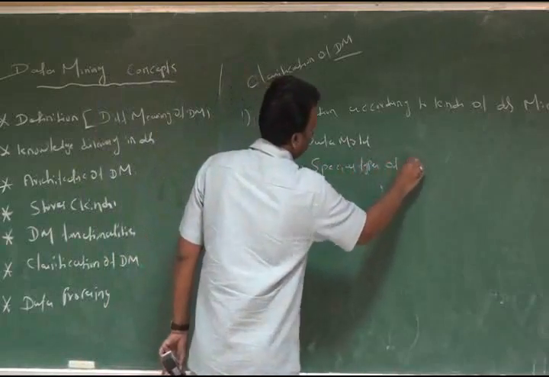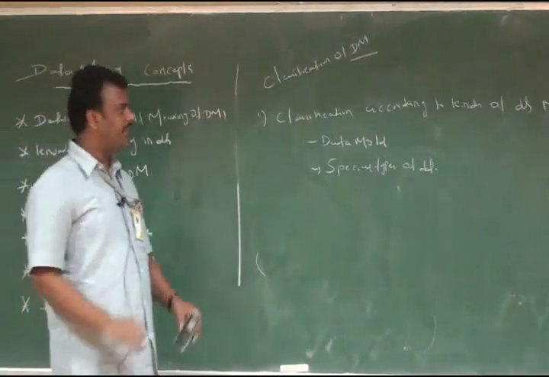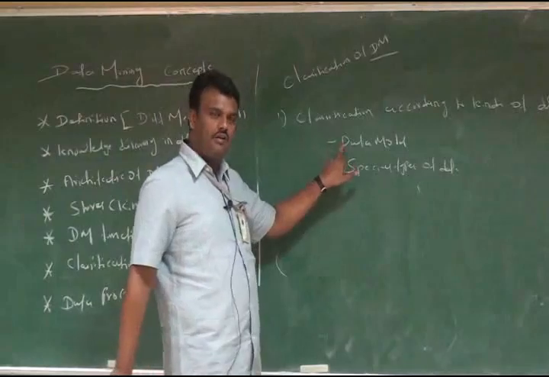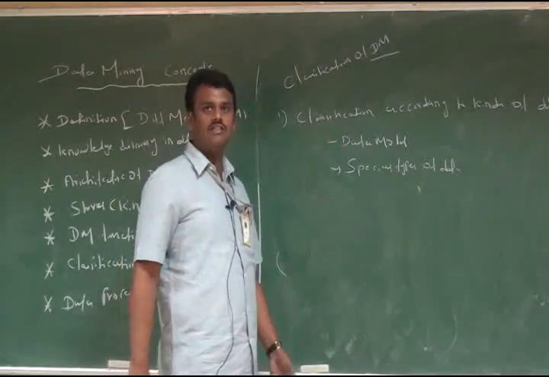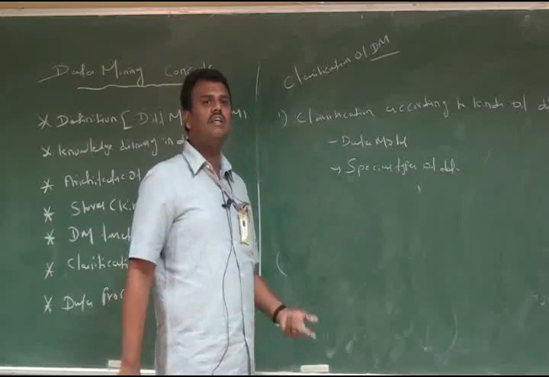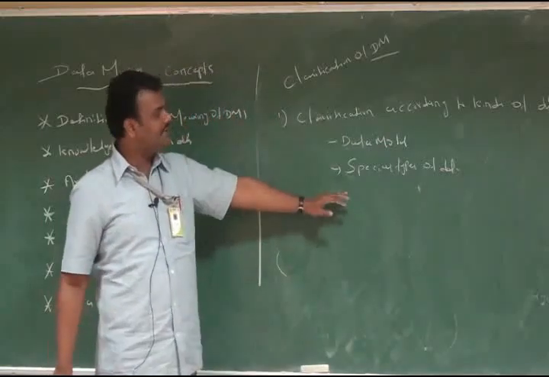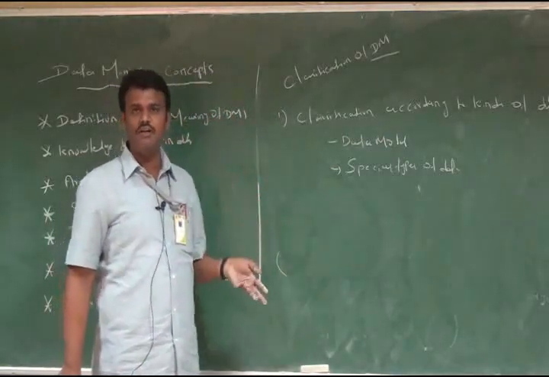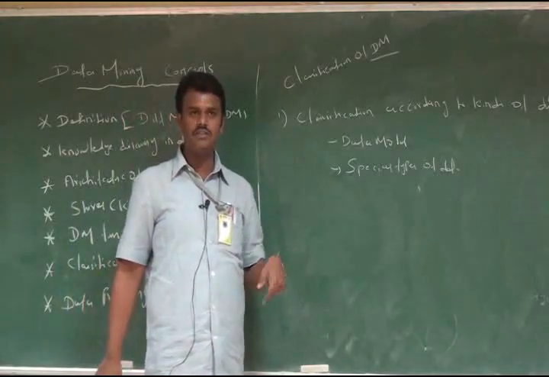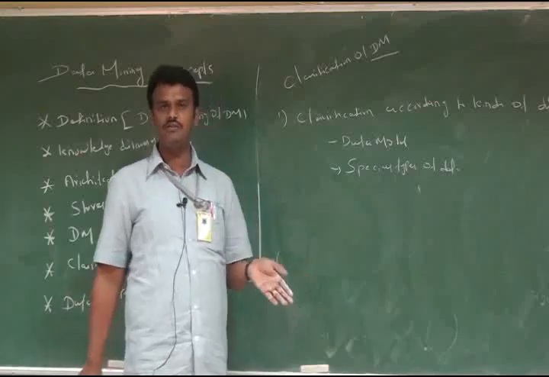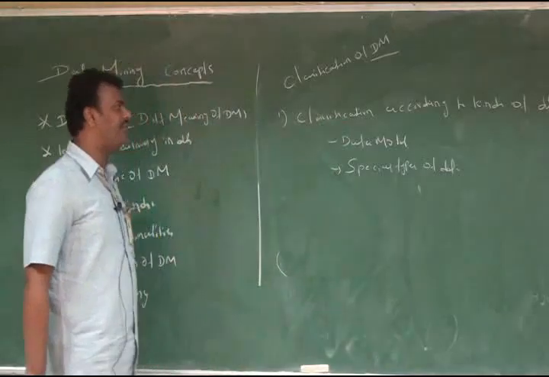Special type of data. The first classification is the classification according to the kinds of database mined. The first one is the classification according to the data model. What do you mean by data model? The classification according to relational databases, transactional databases, or data warehouses are examples for the data model. But the special type of data may be spatial databases, text databases, multimedia databases, temporal databases, time series databases, heterogeneous databases. These are the special type of data.